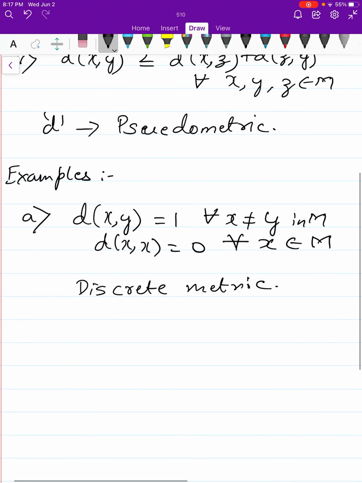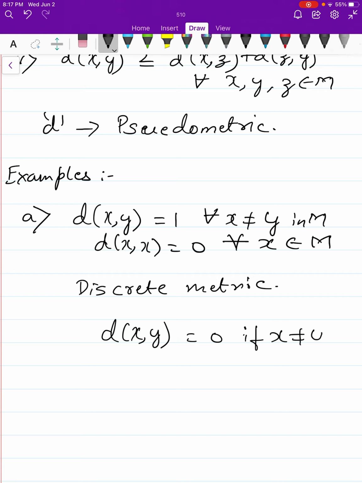So maybe if this is confusing you, you can write d of x comma y is equal to 0 if x is equal to y, and equal to 1 if x is not equal to y. So this is the same thing that's defined, written in a different way. So this is very interesting.